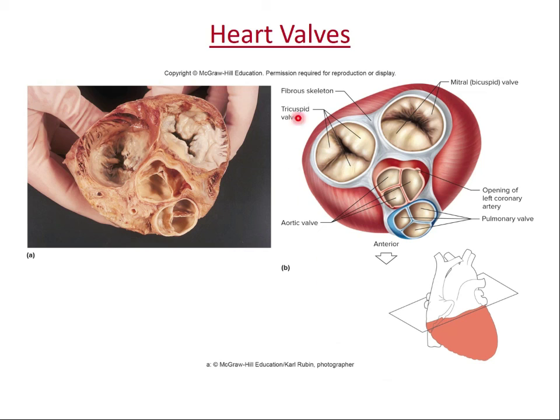We also discussed the heart valves, even when we were talking about the traveling of the blood through the body. We discussed the mitral, bicuspid. It has two cusps. Tricuspid, it has three leaflets, three cusps, making it the tricuspid valve. And then you have the aortic valve at the base of the aorta, pulmonary valve at the base of the pulmonary artery.